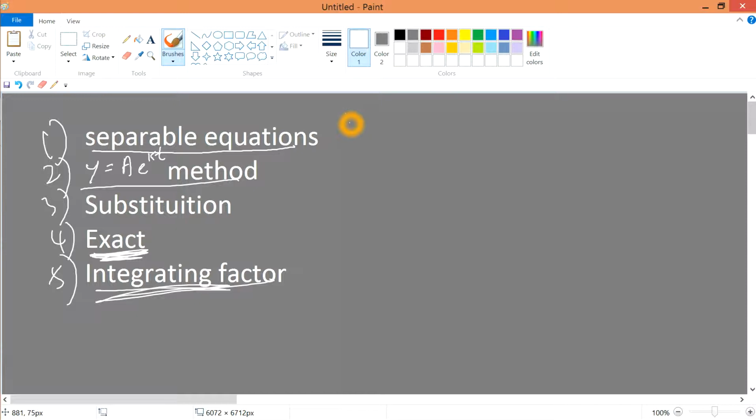Definitely the first one is separable equations. If you don't know anything, this is very easy. You just go and click this link and check it out. It's from Khan Academy, after which you can just come back here and continue.